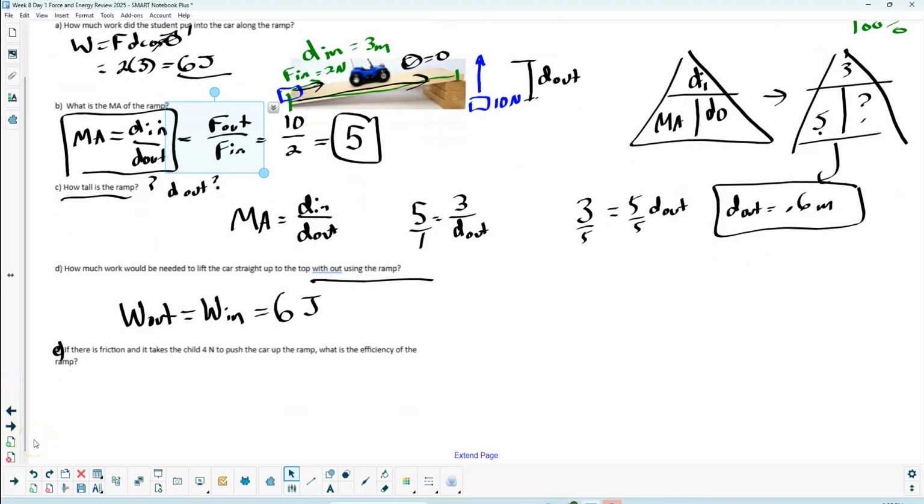Finally, it should be part E, but it says part D twice. Part E says, if there is friction and it takes the child 4 newtons to push the car up the ramp, what is the efficiency of the ramp? So really, it takes 4 newtons instead of 2.